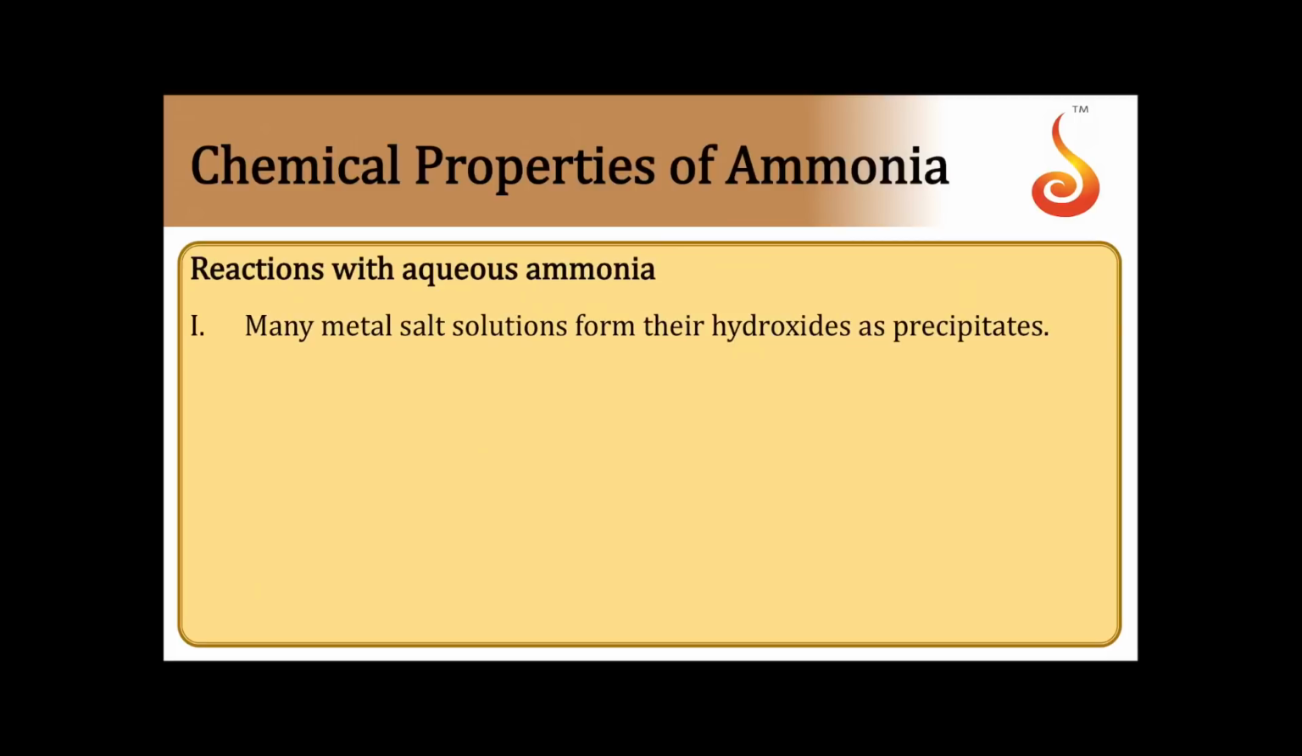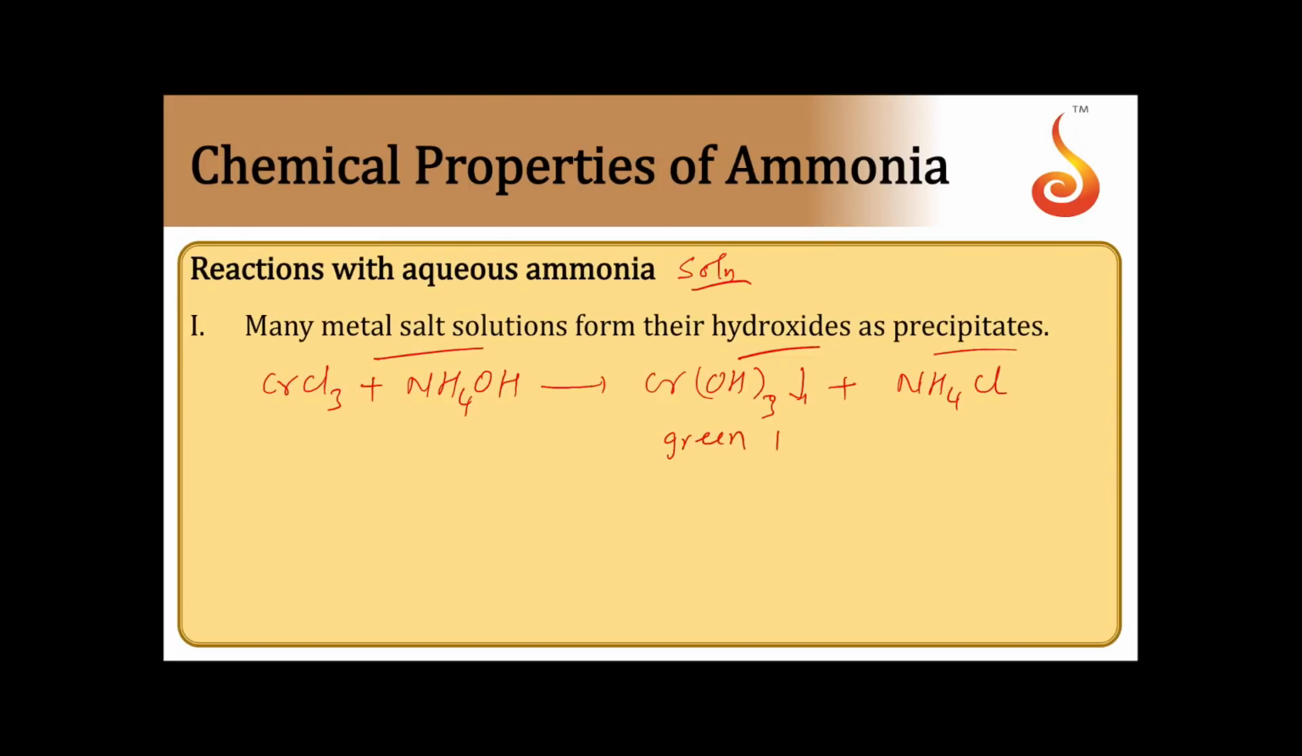Reactions with aqueous ammonia solution: many metal salt solutions form their hydroxides as precipitates. Let us take some metal salts, say CrCl3 with ammonium hydroxide, meaning aqueous ammonia solution contains ammonium hydroxide. This gives rise to Cr(OH)3, chromic hydroxide, as a precipitate, plus the byproduct ammonium chloride, NH4Cl. This is a green precipitate.